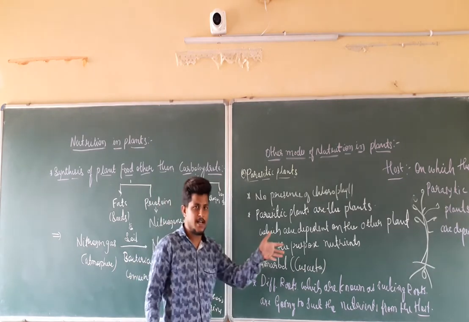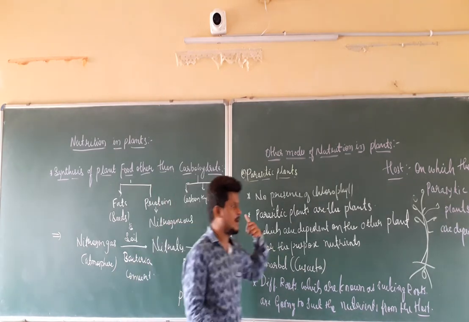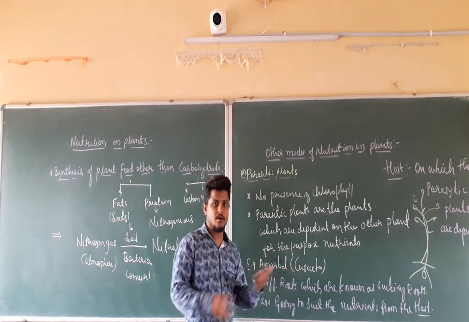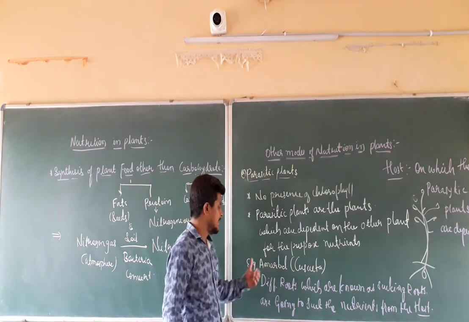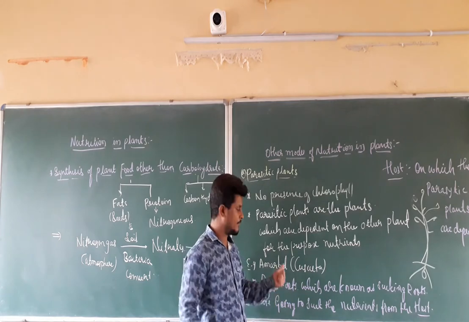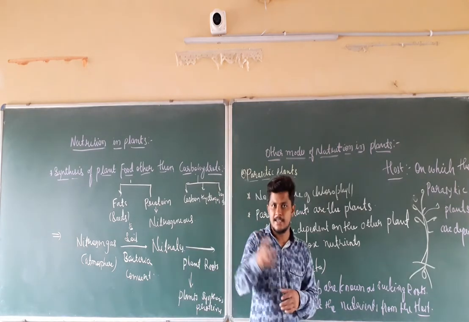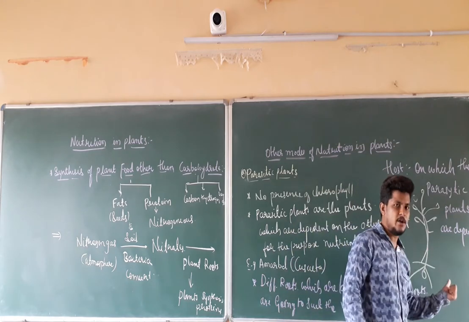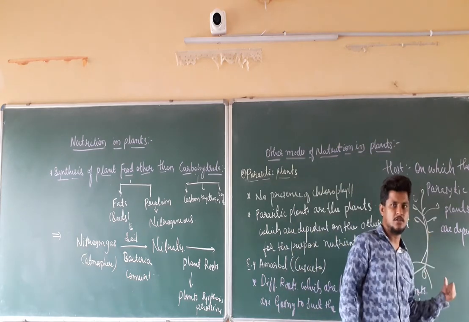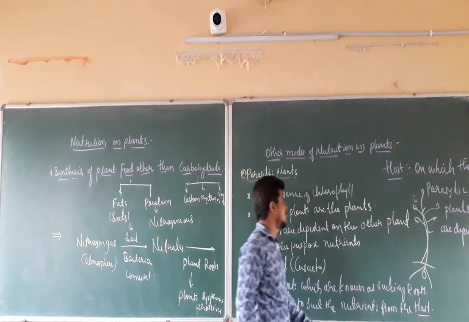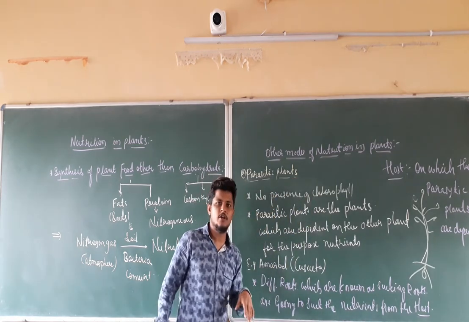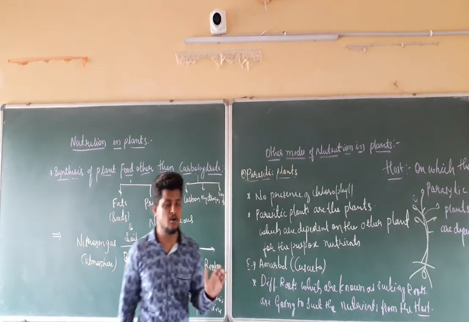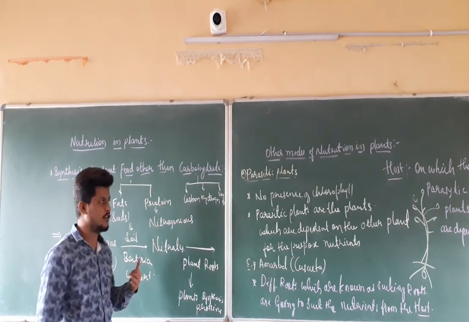How are they going to take out the food from that host? They have a different type of roots, which are known as sucking roots. Those sucking roots are going to suck or deprive the nutrients which are present in the host, just to satisfy their food requirement. This is all about the parasitic nutrition of parasitic plants.